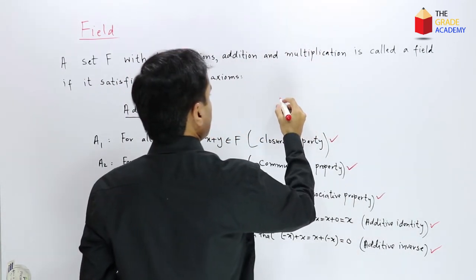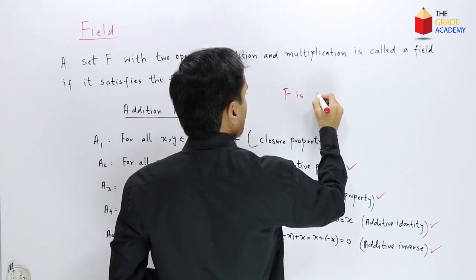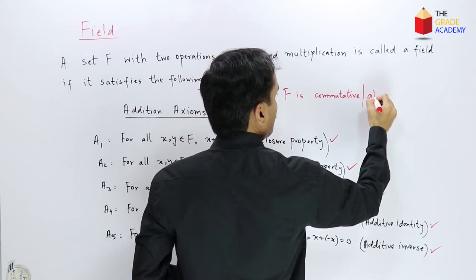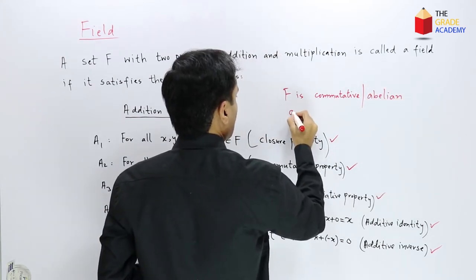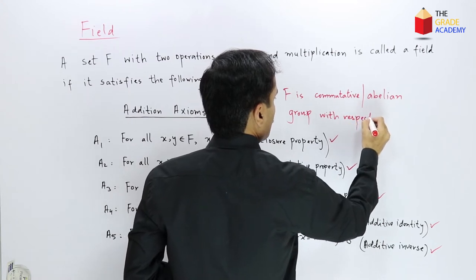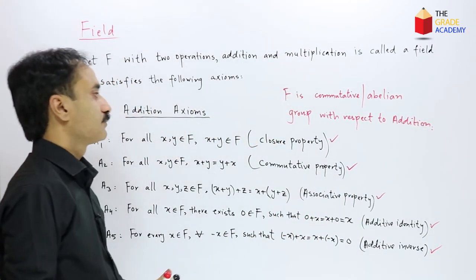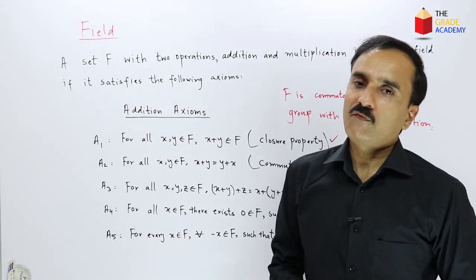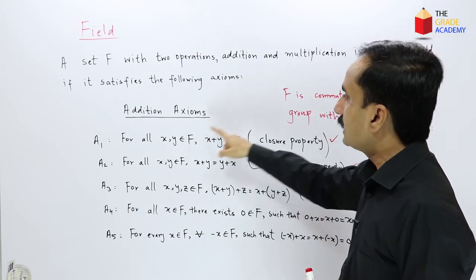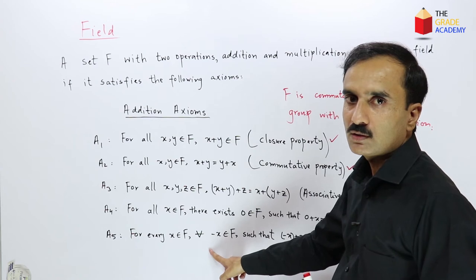So F is a commutative or abelian group with respect to addition. So a field is a set F with two operations, addition and multiplication, and these are the addition axioms that the set has to follow to be a field.